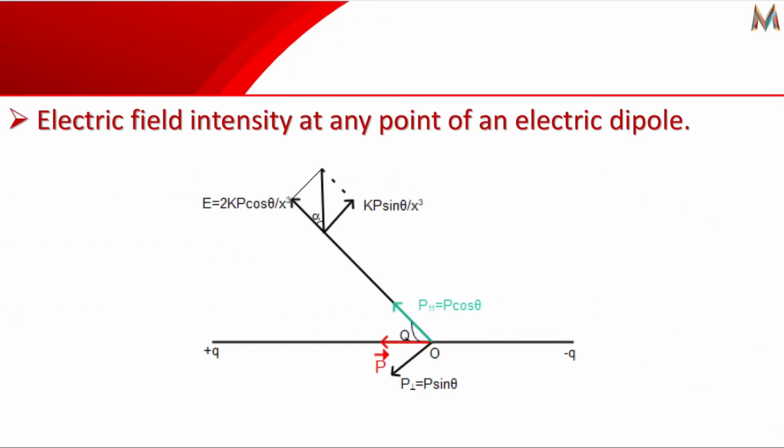Okay. Let us do first electric field intensity at any point of an electric dipole. As shown in this diagram, we have made a dipole, plus q and minus q, with some separation, and the dipole moment is p vector, shown by a red line. O is the center point of this dipole, and we want to find the electric field intensity due to this dipole at point Z. Let this point be Z. Here we want to find the electric field intensity due to this dipole.